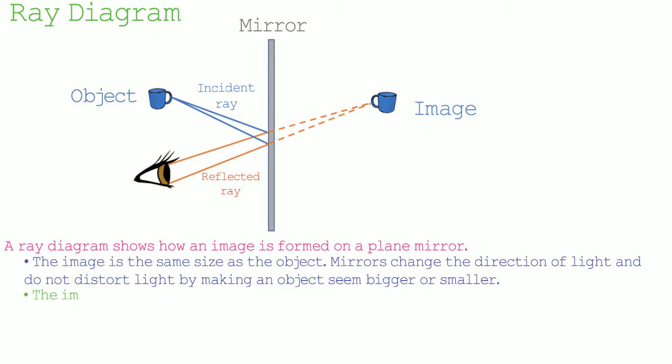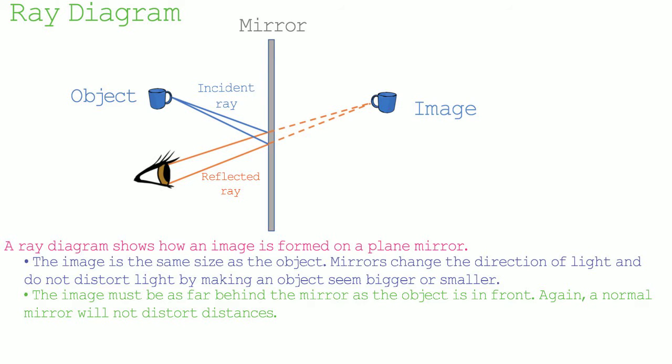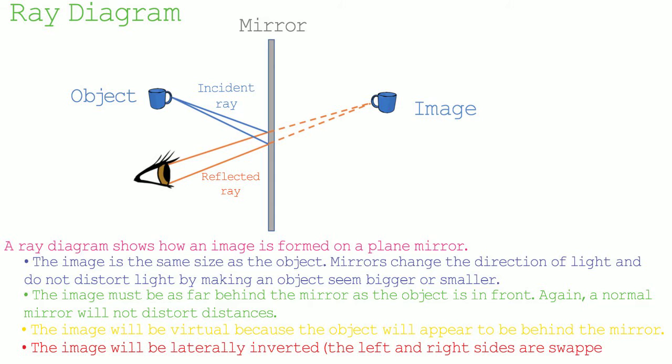The next rule is that the image must be as far behind the mirror as the object is in front. Again, this is because a normal mirror will not distort distances. The next rule is that the image will be virtual, because the object will appear to be behind the mirror. Our final rule is that the image will be laterally inverted. This means that the left and right sides are swapped. So for our object, the handle was on the right, but for our image, the handle is on the left. This is because the image has been laterally inverted.